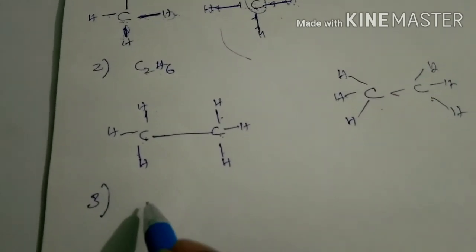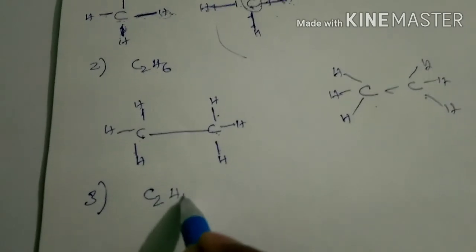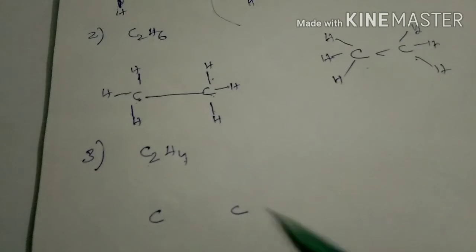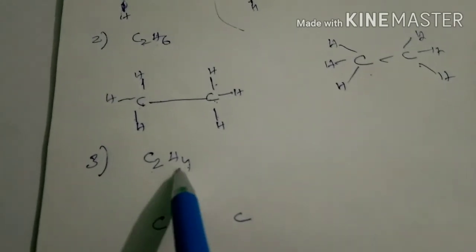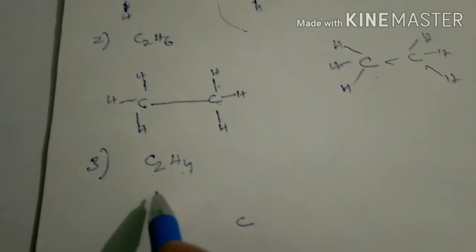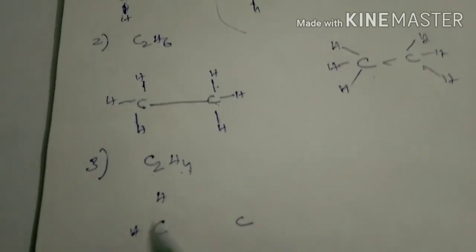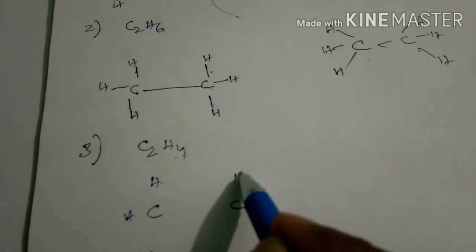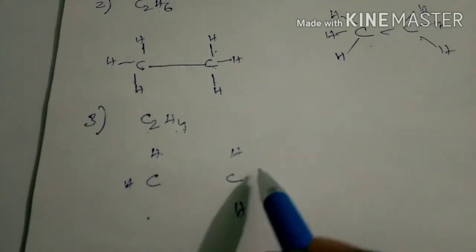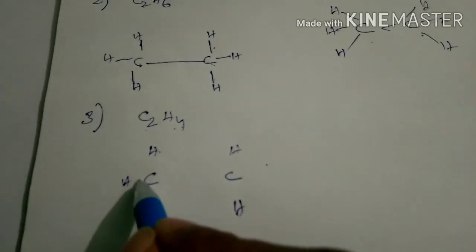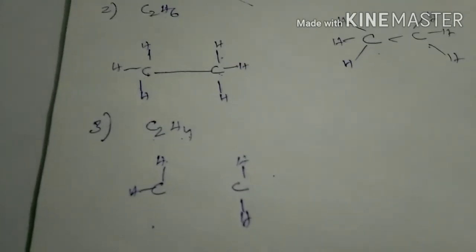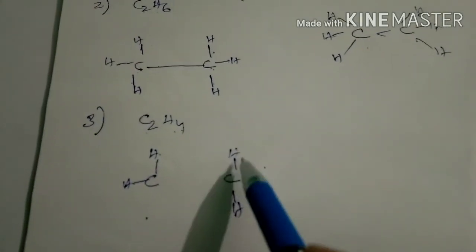One more compound. C2H4. Here 2 carbons, 4 hydrogens. First draw every time. First take carbons. Then hydrogen. How many? 4. Split it. 1, 2. Or you put this hydrogen here. That will also not be wrong. You can draw, or you can take this hydrogen here also. Then hydrogen forms how many bonds? 1. Here also 1, 1, 1. So hydrogen forms 1 bond.